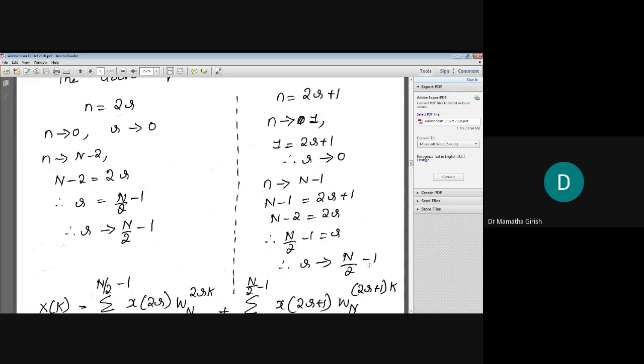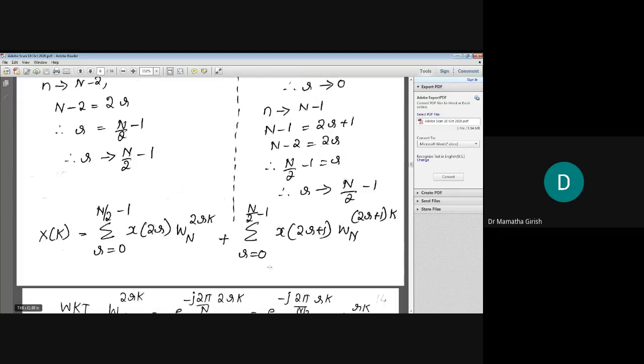So now, with this new summation index r, the above equation is rewritten with the first summation where r varies from 0 to N by 2 minus 1. Please note that in this term, n is replaced by 2r. And in the second summation, these are the indices, and the value of n is replaced by 2r plus 1. Here also, the value of n is replaced by 2r plus 1.